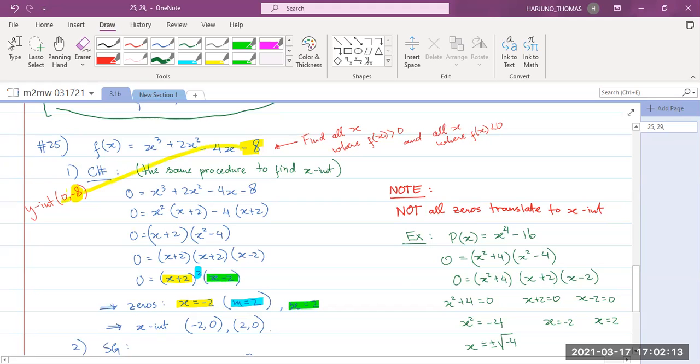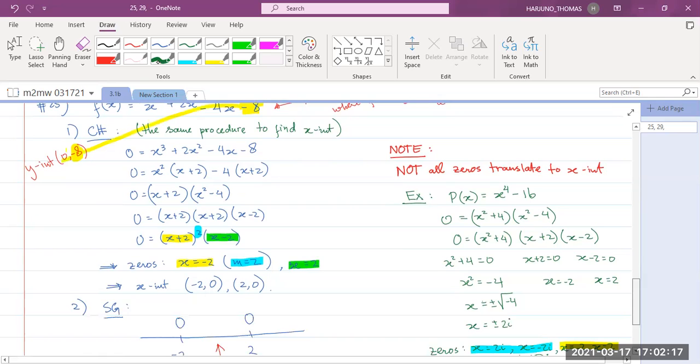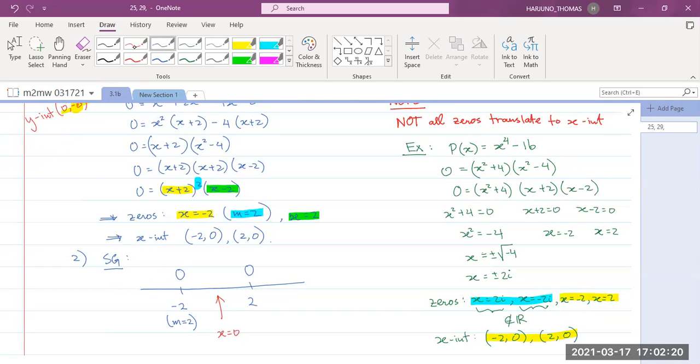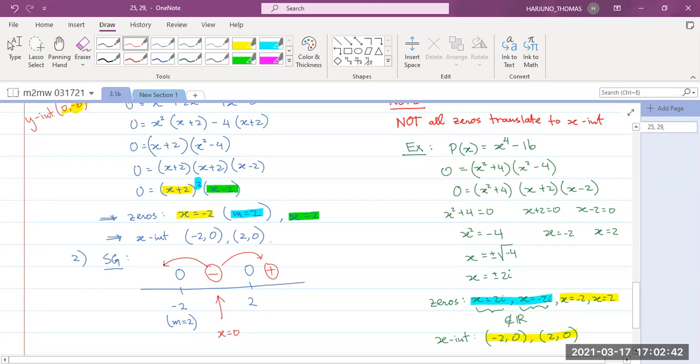Okay. Now, coming back here, we see the y-intercept is (0, -8). So when x equals 0, y is negative. Now 2 is a zero with odd multiplicity, so when I jump across that critical number, I change the sign. However, when I jump across -2, which is a critical number with even multiplicity, I don't change the sign.